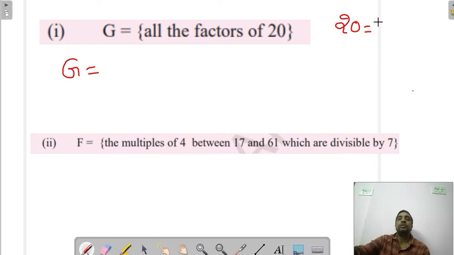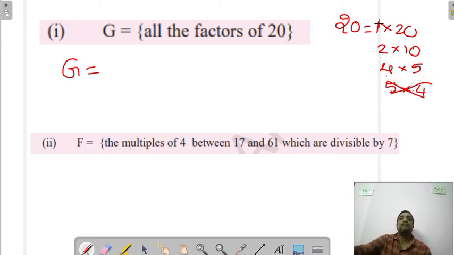So 20 is equal to 1 into 20, now 2 into 10. Next, the 3 table won't go. 4 table, 4 5s are 20. Next 5 table, 5 4s are 20. See, 4 5s and 5 4s are both the same, so we can stop here. Now what are all the factors? 1, 2, 4, 5, 10 and 20.